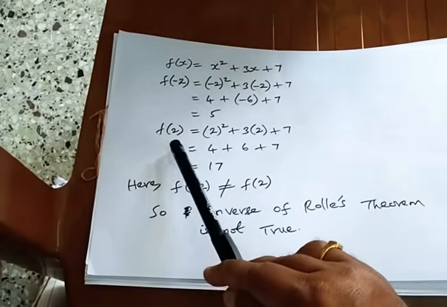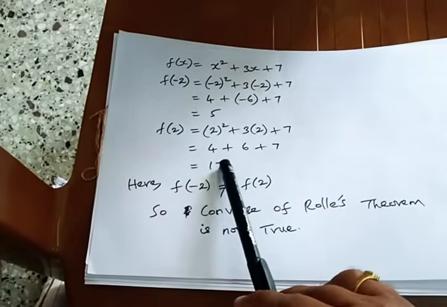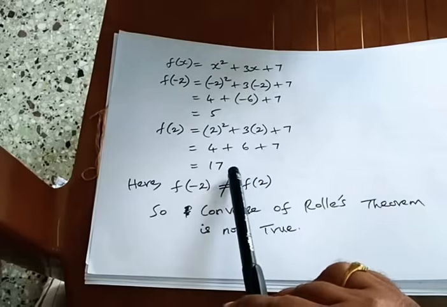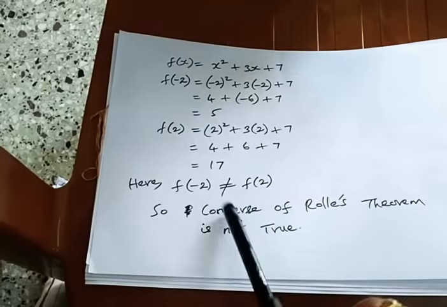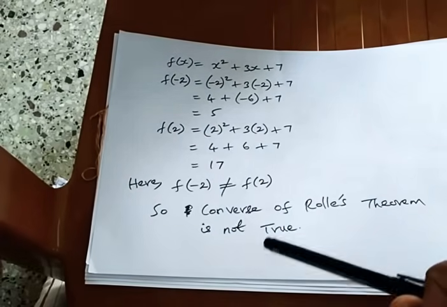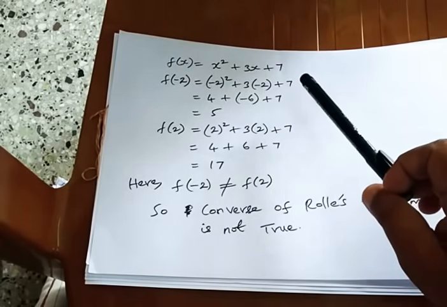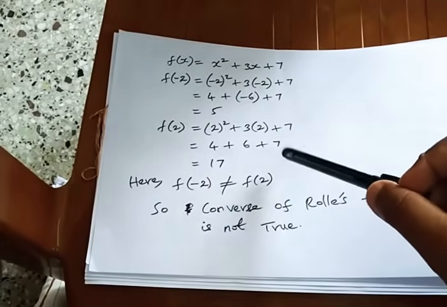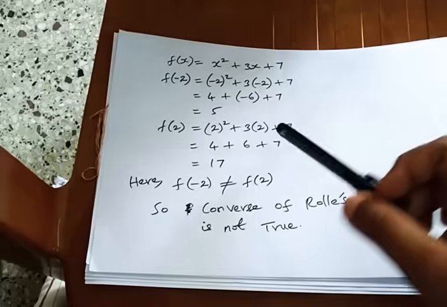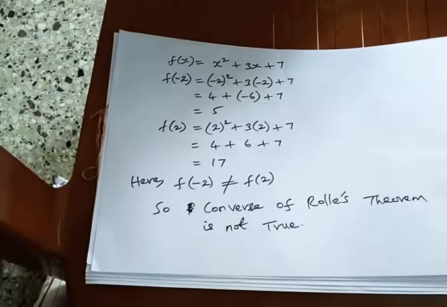Then what is f of 2? f of 2 is 2 square plus 3 into 2 plus 7. So 4 plus 6 plus 7 equal to 17. So f of minus 2 is not equal to f of 2. So the converse of Rolle's theorem is not true. In this problem, the function is continuous, differentiable and f dash of c exists and that point c belongs to (a, b), but f of a is not equal to f of b. So the converse of Rolle's theorem is not true. I hope you understand this problem. Thank you.